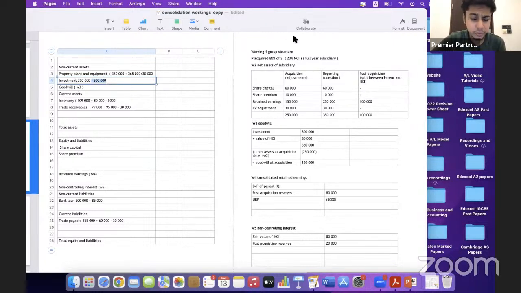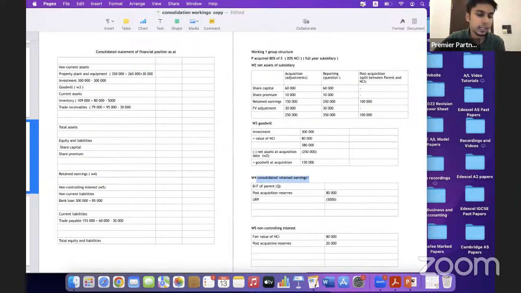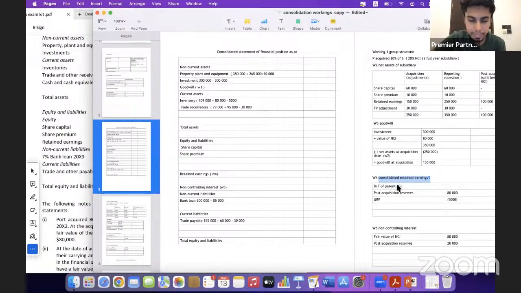Right. Next one, guys, consolidated retained earning. Now, what is consolidated retained earning? Consolidated retained earning means the retained earning of the parent plus his share from subsidiary. So here, normally in working number 4, which is consolidated retained earning, you first need the brought forward of the parent. Brought forward of the parent, I have given within brackets Q. What does that mean? You should take it from the question.